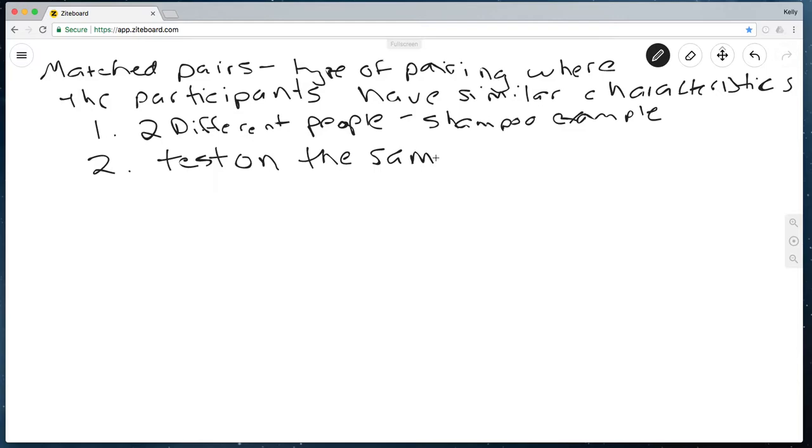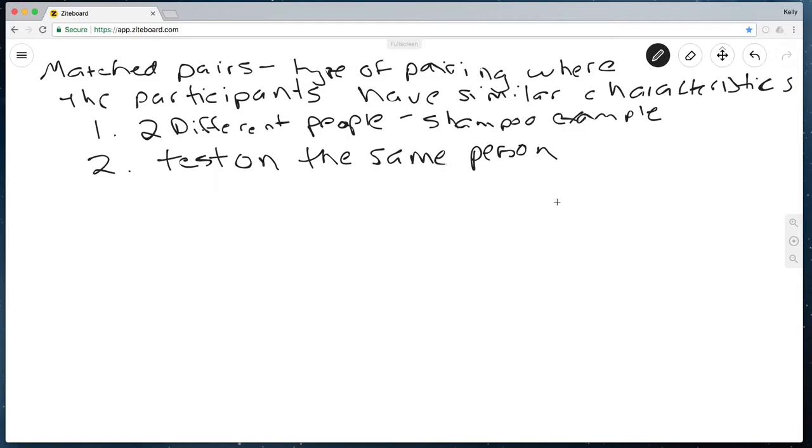Once again, it doesn't have to be a person. It could be a computer or cupcake or whatever again. So this one might be the example of bug spray. If I put bug spray on my right arm and another bug spray on my left arm, and then I go outside, I could just count how many bug bites I get on each side, and then I've got a matched pair, but it was on myself. I didn't use 2 different people.